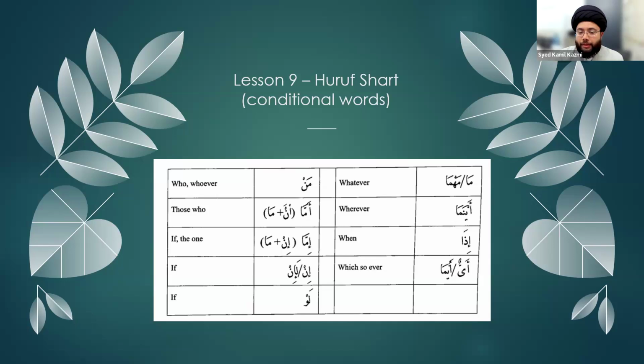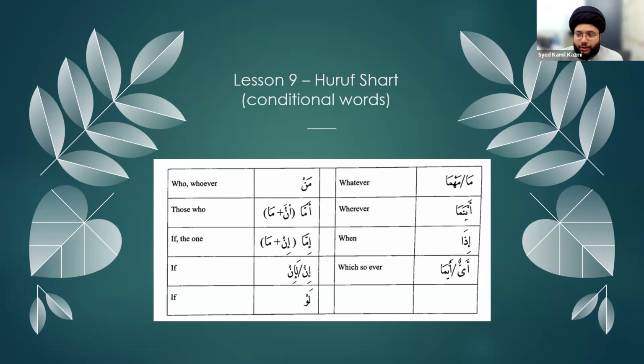In was one of them that they mentioned. And I told you there's lots and lots of them, ma, mehma, and so on and so forth. There are multiple majzum verbs that are there. I read off a list to you as well. Today we're looking at some of those. We're looking at some of those words which are basically conditional words.